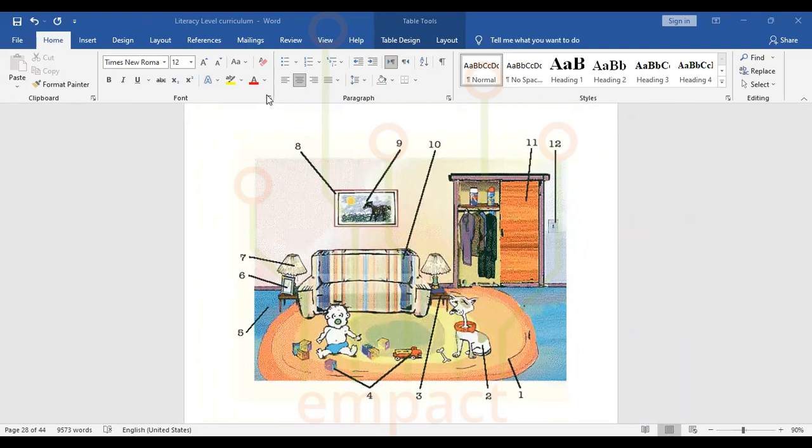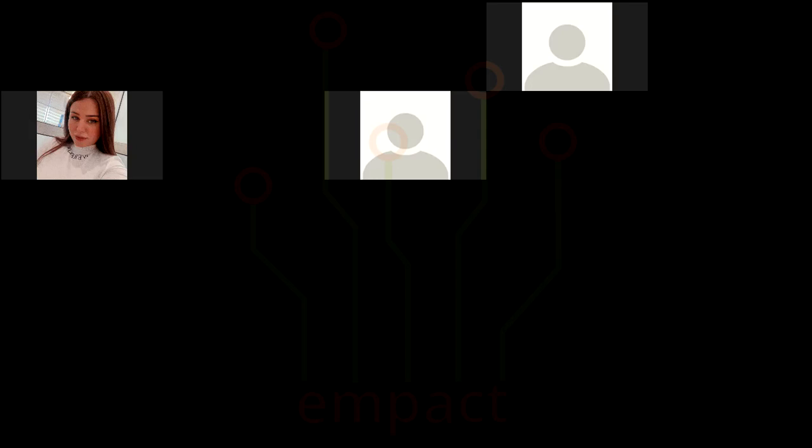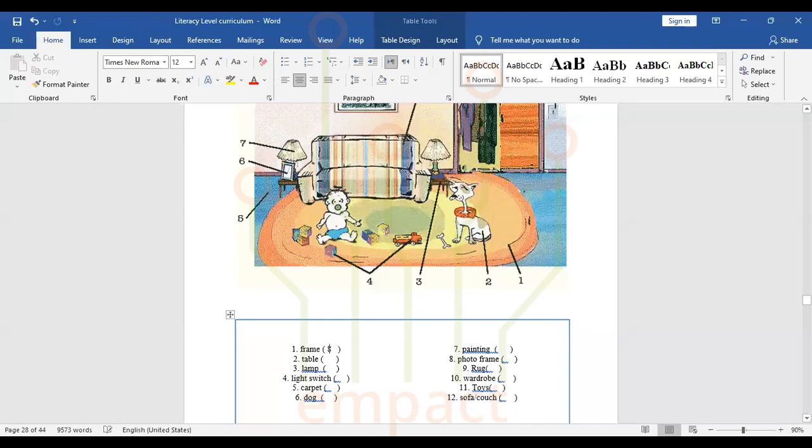Yes, Shakish. Yes, teacher. Number 8 is a frame. Okay, what about Akram? Do you agree with Shaki? She said number 8 is the frame. Yes, teacher. Number 8, it's a frame. All right, the next one is table.